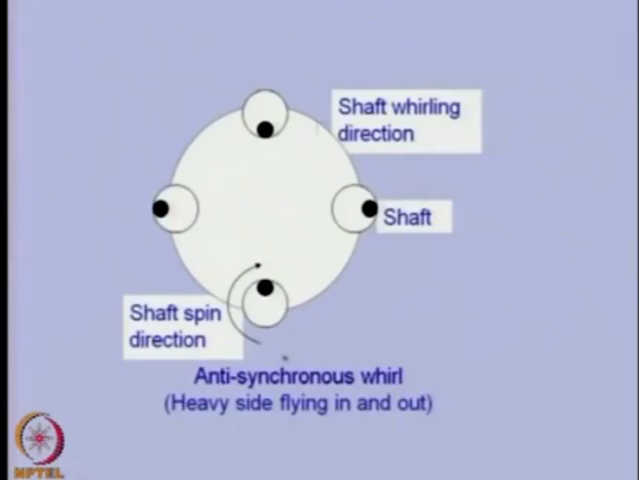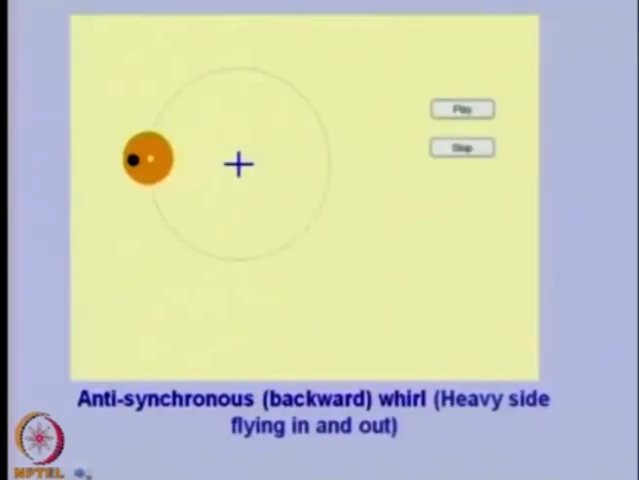This is another whirl, the anti-synchronous one, that means the spinning of the shaft and the whirling of the shaft are in different directions. So, in this particular case the shaft is rotating in the clockwise direction and the whirling direction is counterclockwise, this direction. In this case the heavy side will be coming in and out at every 90 degrees. This is the animation of that particular motion.